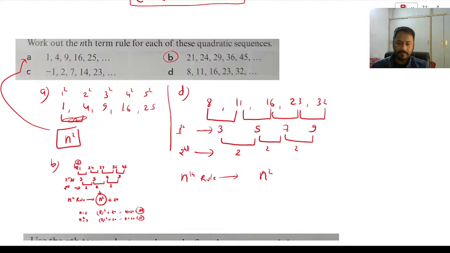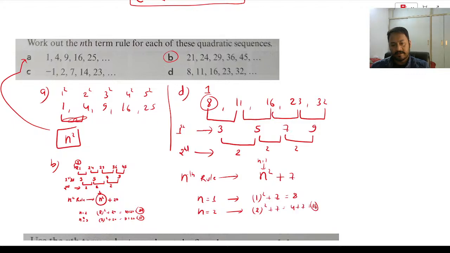Now n square, if I put n equal to 1 here, so 1 square is 1 only. But the first term is 8. To get 8, I will add 7 here. Correct? So if I add 7, what will happen? I will check here. If I put n equal to 1 here, then it will be 1 square plus 7, that is equal to 8. If I put n equal to 2 here, then 2 square plus 7. 2 square is 4. 4 plus 7, that is 11. So we're getting the terms correct.